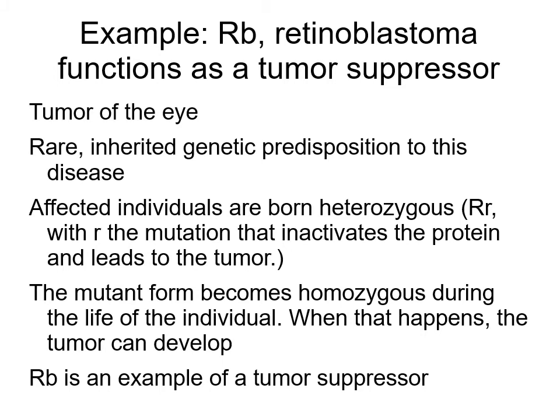Okay. So this is just in summary, really, that this causes a tumor of the eye, the genetic predisposition, etc. And the idea is we are born heterozygous, but homozygosity occurs during life, and when that happens, a tumor can develop in the progeny of the cells that acquired that mutation. So RB is an example of a tumor suppressor.